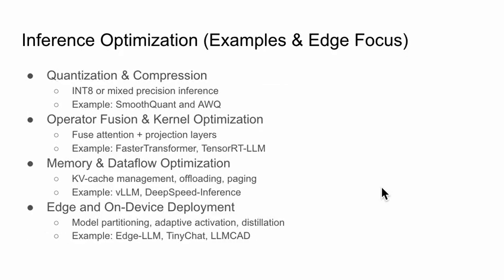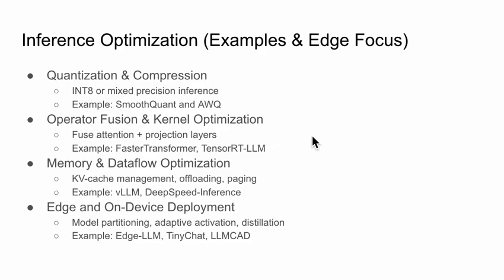Okay, the paper lists several concrete inference optimization strategies and systems. First, quantization and compression reduce model precision into int8 or even lower without significant accuracy loss. Methods like SmoothQuant and AWQ calibrate weight scaling to maintain stability. They are essential for deploying LLMs on resource-limited GPUs and NPUs.